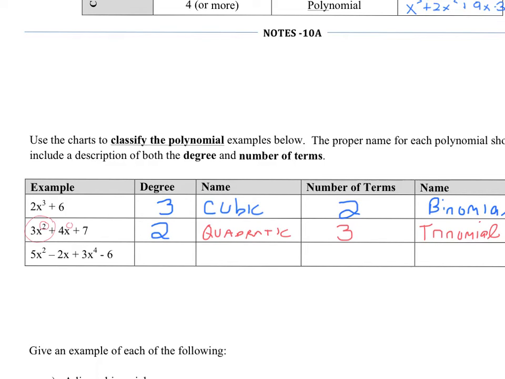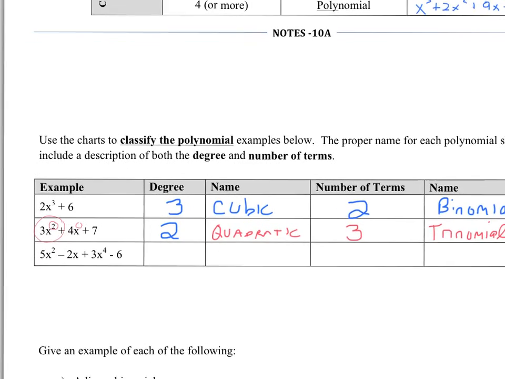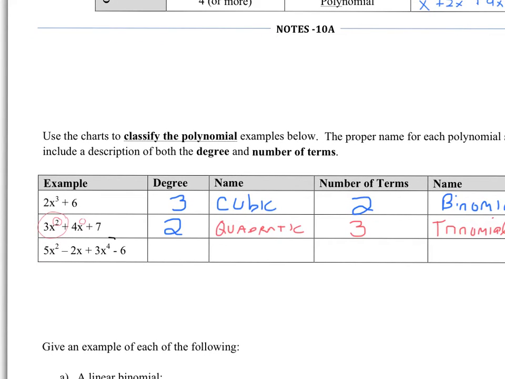The next one, there are 4 terms, so we find the highest degree, which is right here. That's a degree 4, which is a quartic. There are 4 terms, so we are just going to refer to that as a polynomial.